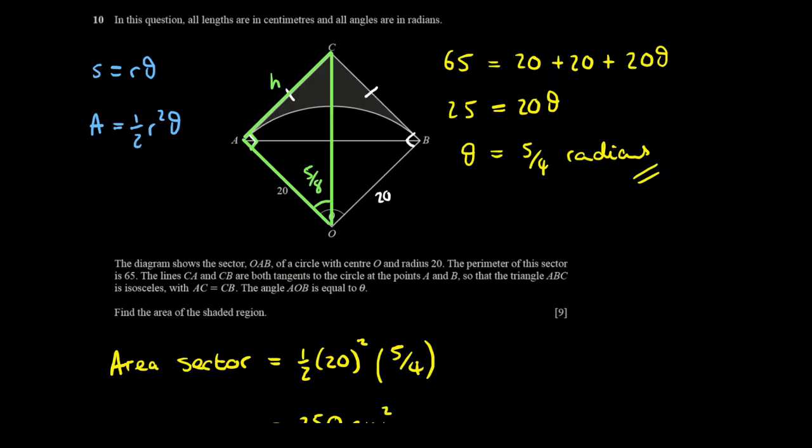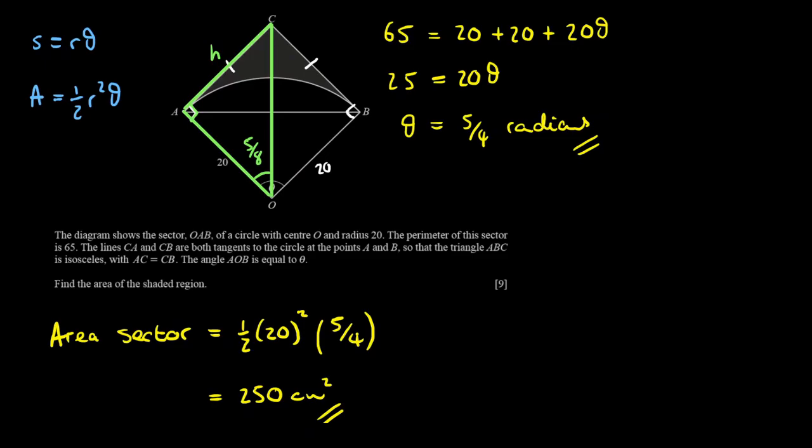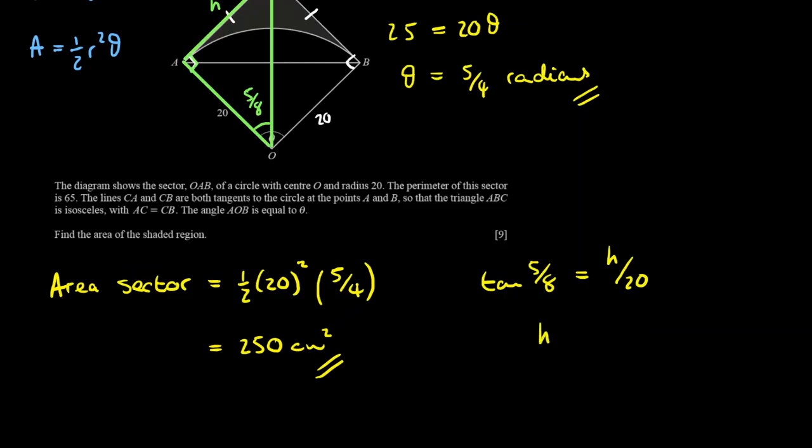Now, that means that we can use a tangent, doesn't it? Because tan of that angle is equal to the opposite h over the adjacent, which is 20. So I can write down, maybe on the right, that tan 5 upon 8 is equal to opposite h over 20, and therefore h is equal to 20 times by tan 5 upon 8.